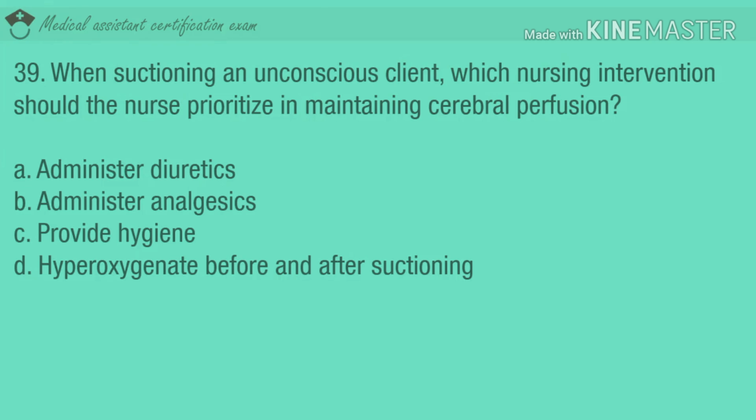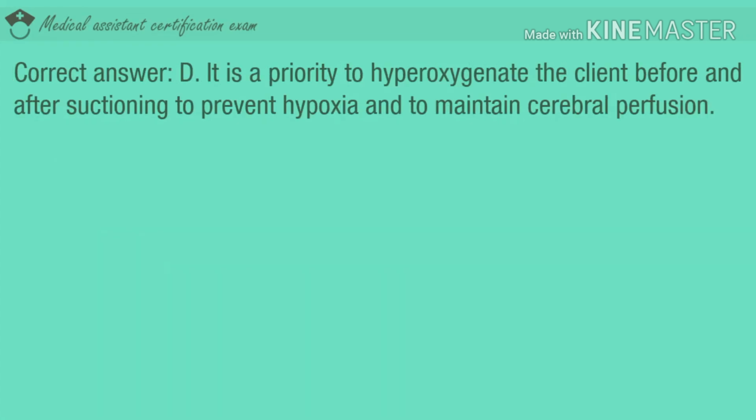Question 39. When suctioning an unconscious client, which nursing intervention should the nurse prioritize in maintaining cerebral perfusion? A. Administer diuretics. B. Administer analgesics. C. Provide hygiene. D. Hyperoxygenate before and after suctioning. Correct answer, D. It is a priority to hyperoxygenate the client before and after suctioning to prevent hypoxia and to maintain cerebral perfusion.